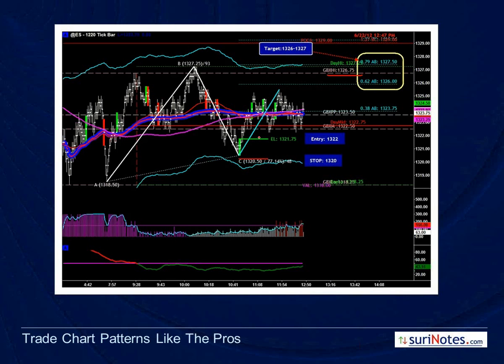After I entered, a massive chop came in. But I said I'm going to stick to it, because I entered at 1322 and my stop was about 1320, a 2-point stop loss. I said, okay, if it takes me out, let it, and that would be the only trade I would do.